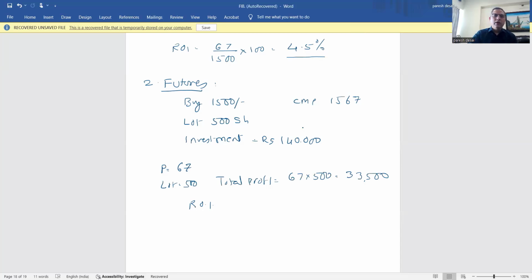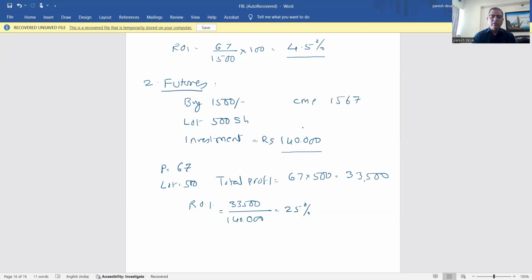So let us assume that a person who has bought it at 1500 now exits at 1567. So ROI is going to become how much? Your profit is 33,500. Your investment was how much? Not 7 lakh 50, but only this amount, which is 1 lakh 40,000. Approximately, this will come to 23 to 25%.